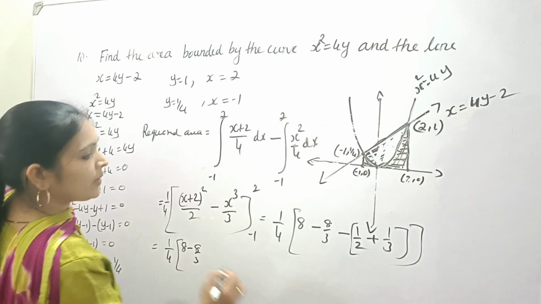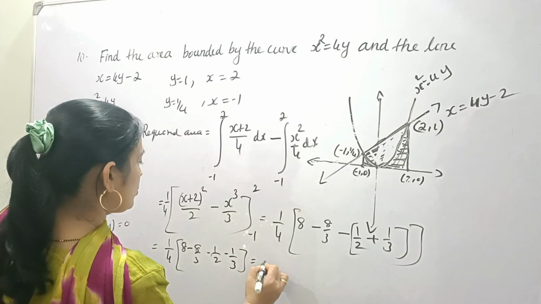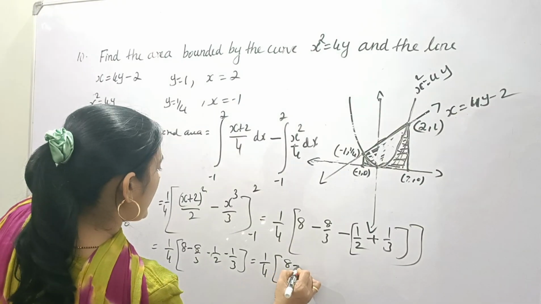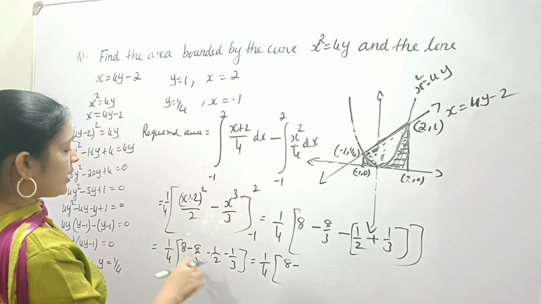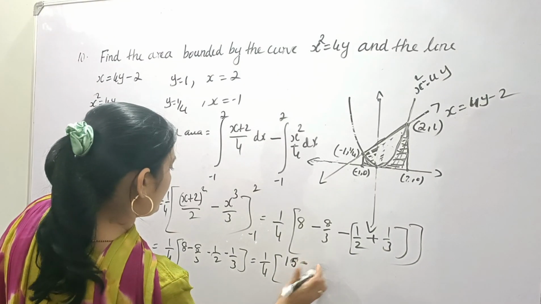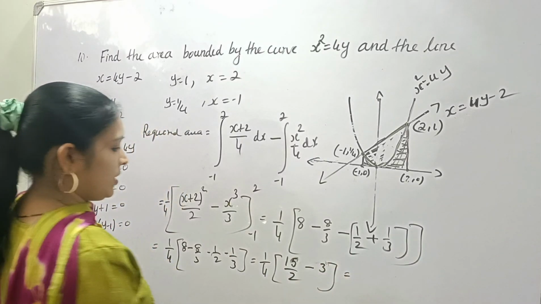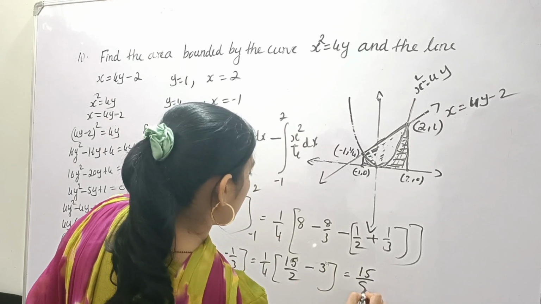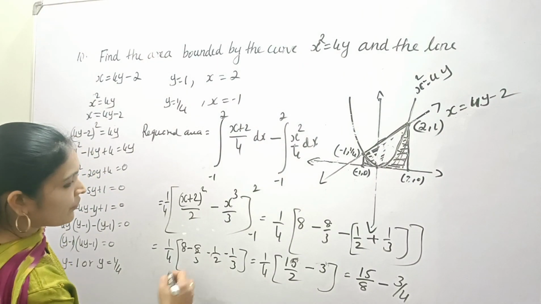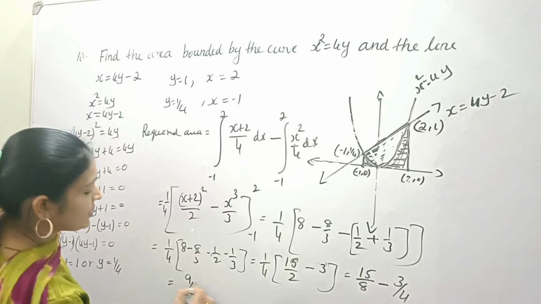That is equal to 1 by 4 into, here 8 minus 8 by 3, then minus 1 by 2, minus 1 by 3, that is equal to 1 by 4 into, here minus 8 by 3, minus 1 by 3, minus 9 by 3. So 8 minus 1 by 2, here we can multiply 8 by 2 to get 16, 16 minus 1, that is 15 by 2. 15 by 2 minus 9 by 3, that is 3. That is equal to 15 divided by 8 minus 3 divided by 4, that is 15 minus 6, that is 9 by 8 square units.